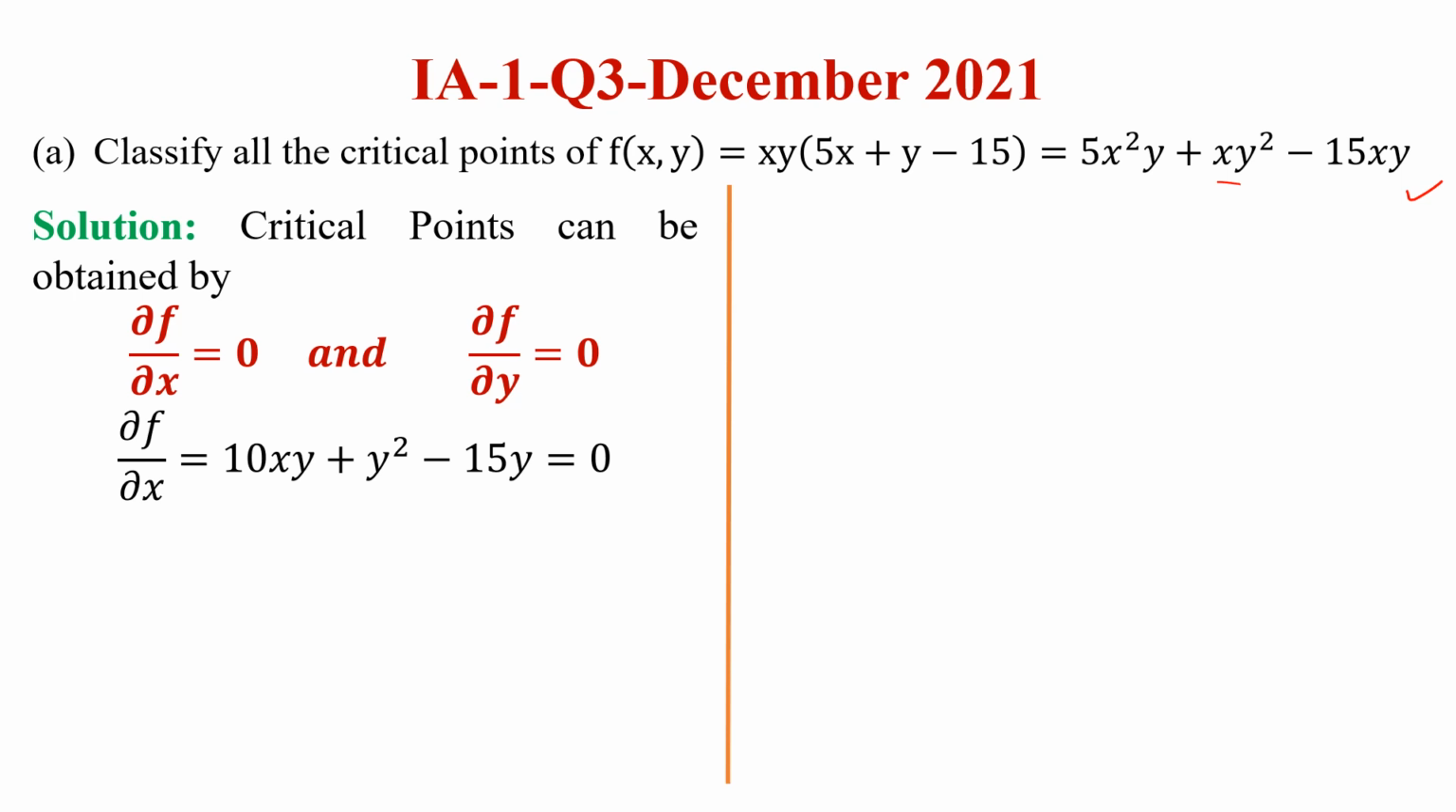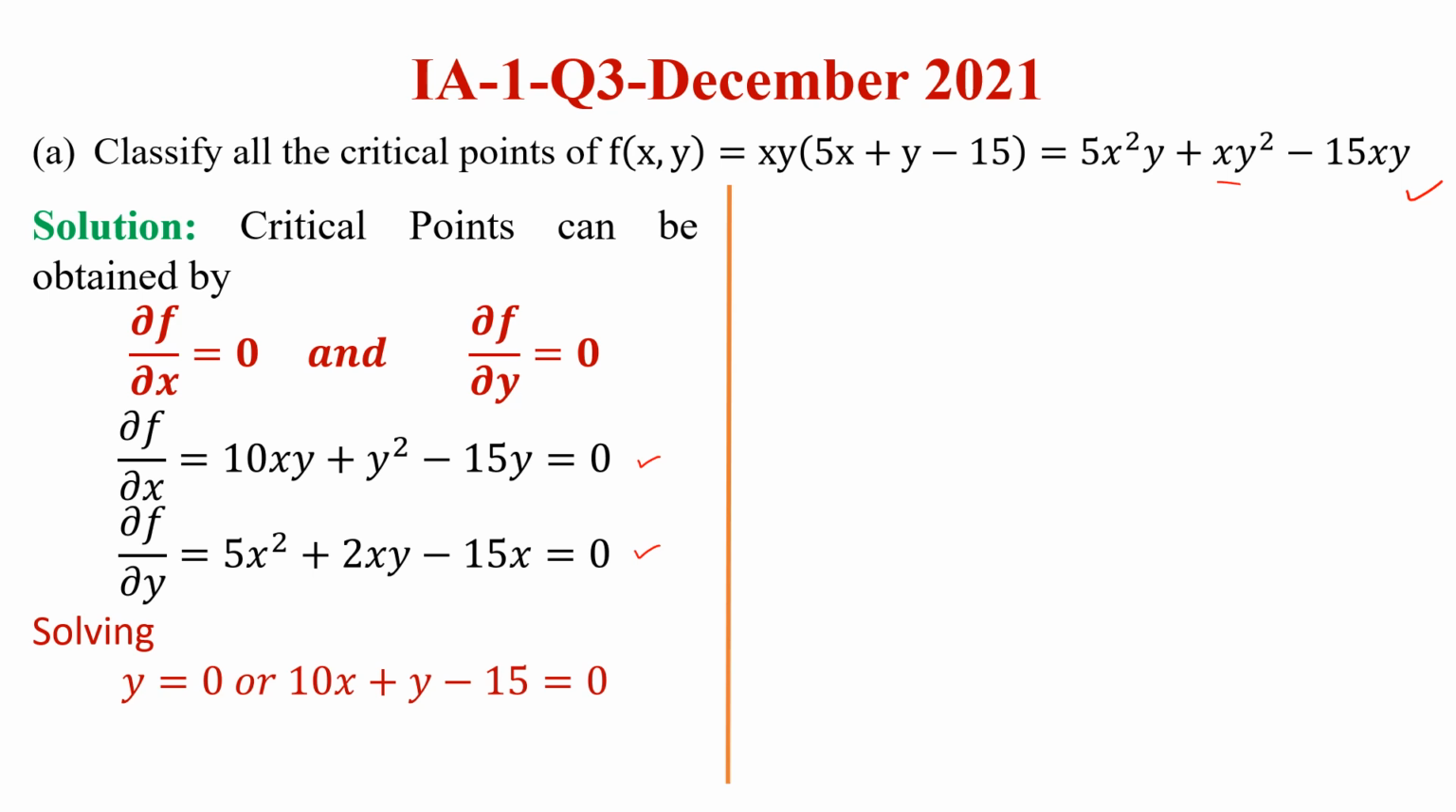When we solve this, you can take y common. So y equal to 0 will be one solution. In the same way, del f upon del y will be 5x square plus 2xy minus 15x. Again, you can take x equal to 0 as one solution. So by solving these two first order partial derivatives, we see either y is equal to 0 or 10x plus y minus 15 is equal to 0, and from the second equation x is equal to 0 or 5x plus 2y minus 15 is equal to 0.